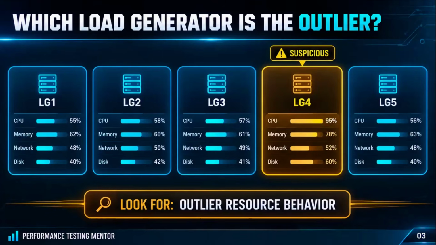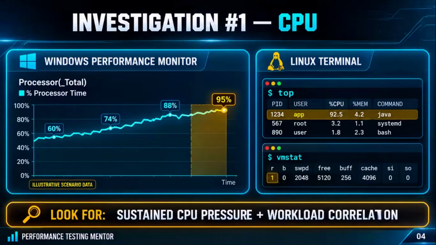So my next question is, what exactly is happening on LG4? I want to investigate its CPU behavior in more detail. And then I want to determine whether the other major resources show stronger evidence of a limitation. Let's start with CPU. On Windows, I can use Performance Monitor and monitor percentage processor time. On Linux, I can use tools such as top and vmstat to understand CPU and broader system activity.